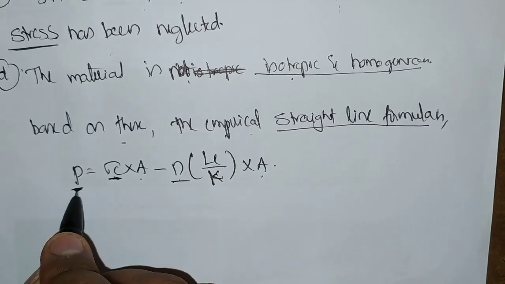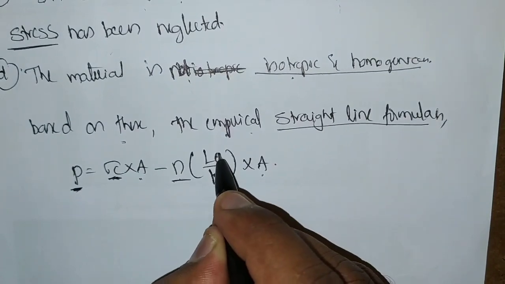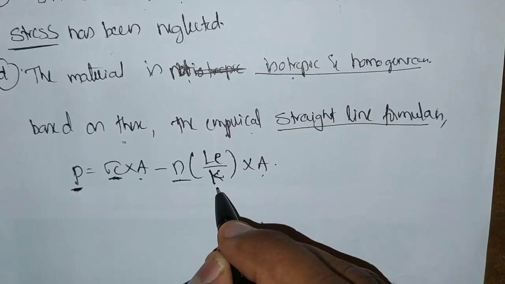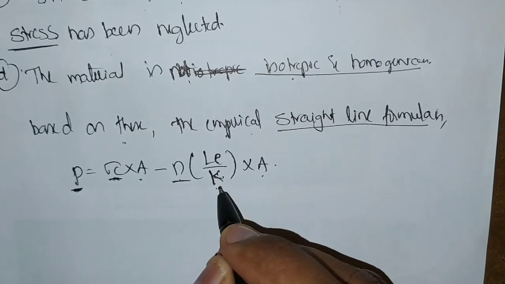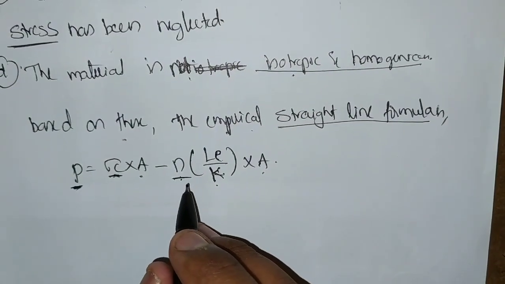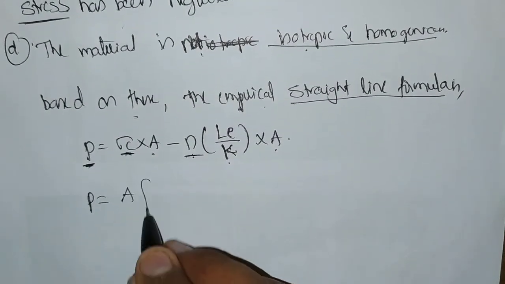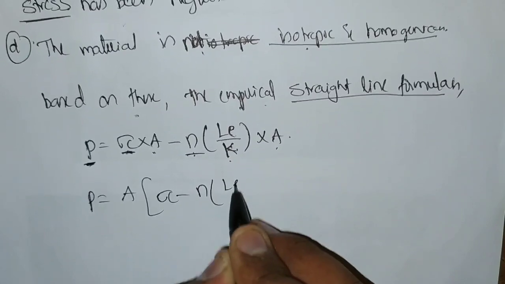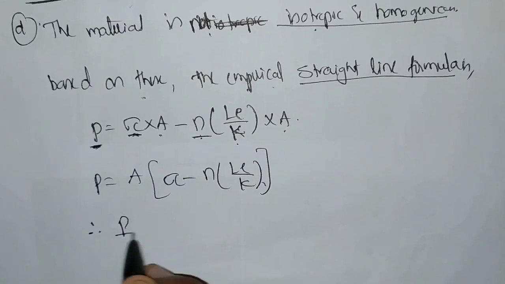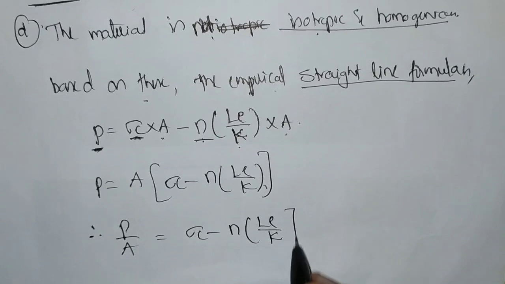So P is the crippling load, sigma C is the crushing stress, A is the area, Le by k is the slenderness ratio, where Le is the effective length, k is the least radius of gyration, and n is a constant due to the straight line formula. From this formula it can be written as P is equal to A of sigma c minus n of Le by k, the common term being A. Finally it can be written as P by A is equal to sigma c minus n of Le by k.